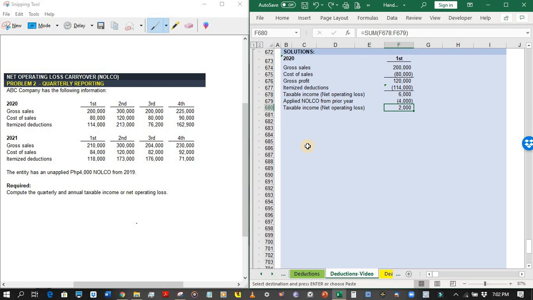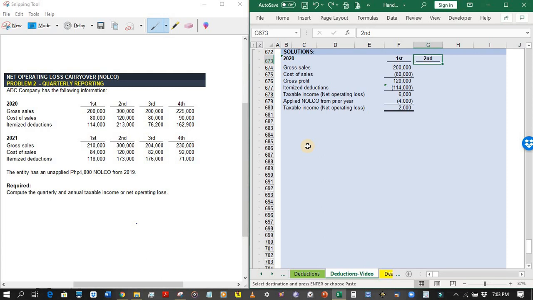Let us now proceed to the second quarter. On a quarterly basis, the filing of the income tax return is based on cumulative amounts, which means that the income tax return must include the cumulative tax information of the taxpayer. When we compute the taxable income, it must be cumulative, which means that the information included in the tax return should be the information generated starting from the first quarter of the taxable year.